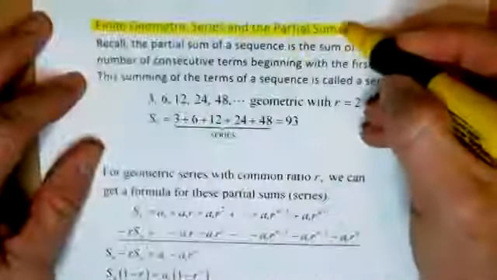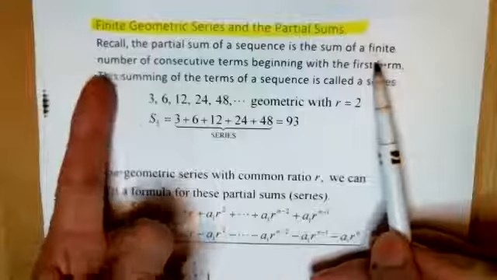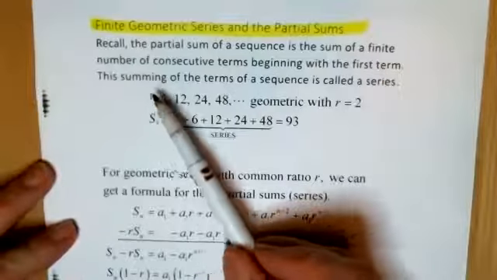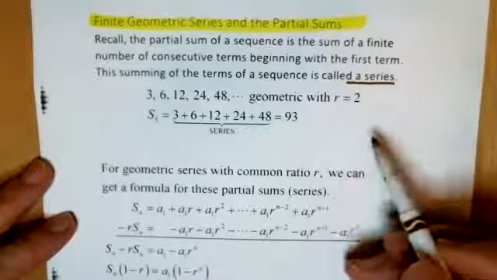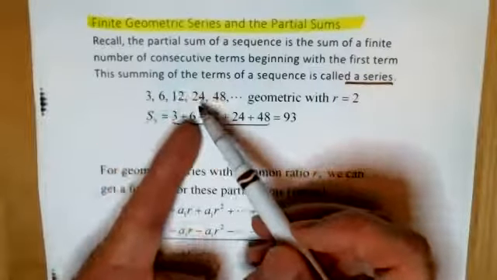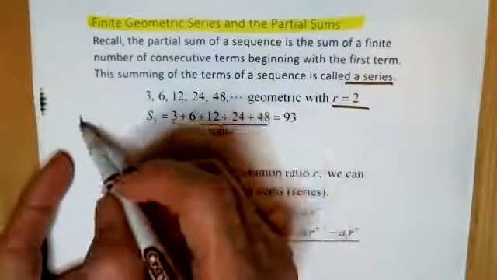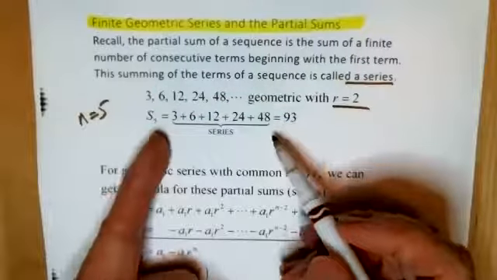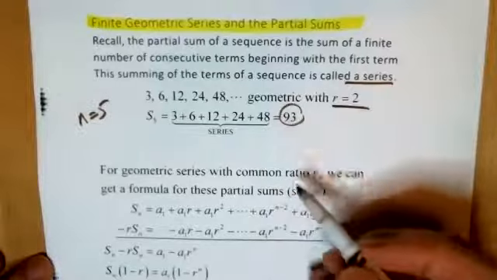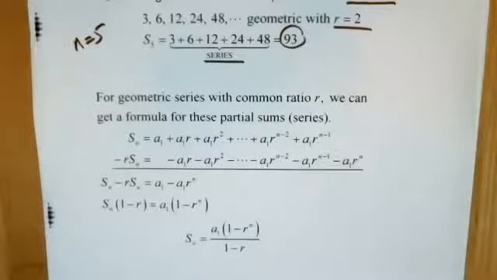Finite geometric series and the partial sum. So recall the partial sum of a sequence, again, is the sum of a finite number of consecutive terms beginning with the first term, and we designate this S sub n. So summing of these terms of a sequence is called a series. So with a sequence 3, 6, 12, 24, 48, geometric with r equal to 2, if we wanted S sub 5, we know that n is equal to 5. We want to sum the first 5 terms. We would have 3 plus 6 plus 12 plus 24 plus 48, and that will sum to 93. That's a series. For a geometric series with a common ratio r, we can also get a formula for this.